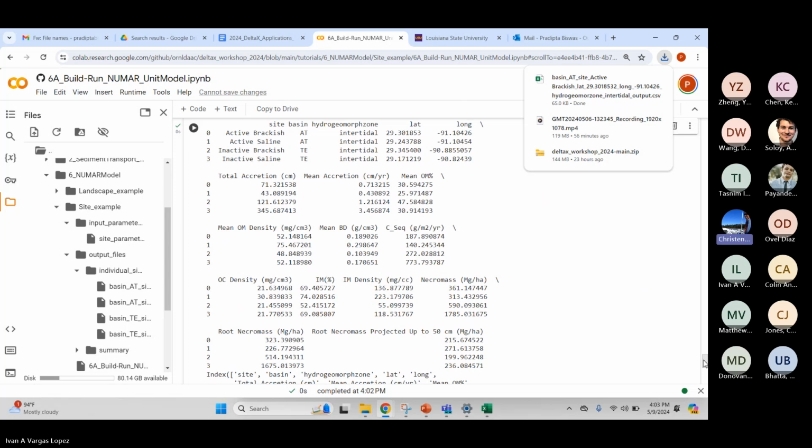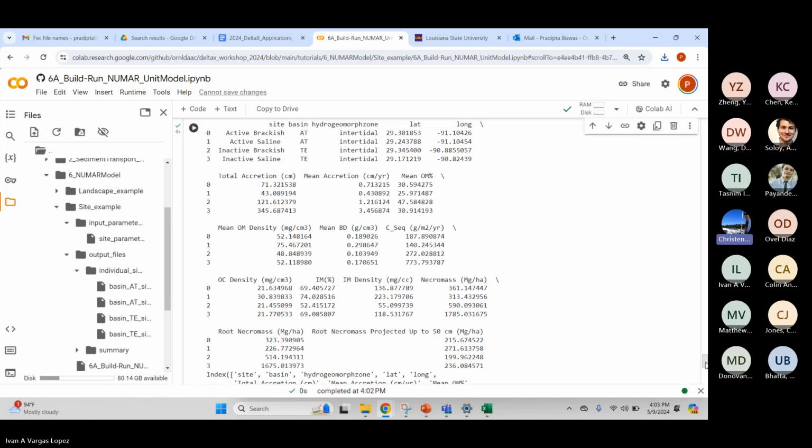And there are different kinds of necromass. So we actually segregated the necromass into root necromass and total necromass pool. So we segregated that to understand the contribution.